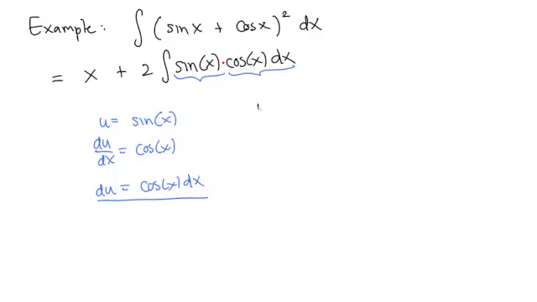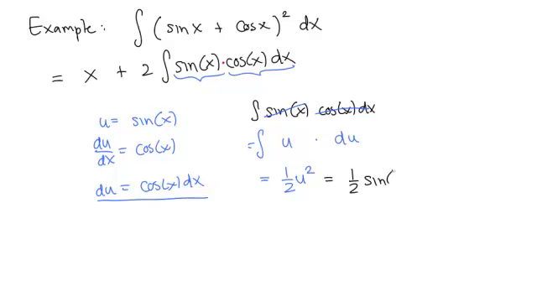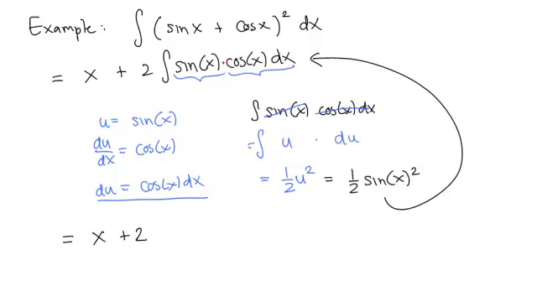In other words, the integral of sine of x times cosine of x dx, we can replace the cosine of x dx with just du, and now we can replace every instance of sine of x with the original substitution u, and we have the antiderivative of u du. That's just a basic power function. It integrates to 1/2 u squared. And if we back substitute, we end up with 1/2 times the sine of x quantity squared. And so now we have an antiderivative for this piece. So if we pick up where we left off, we have x plus 2 times the antiderivative we found was 1/2 the sine of x squared.